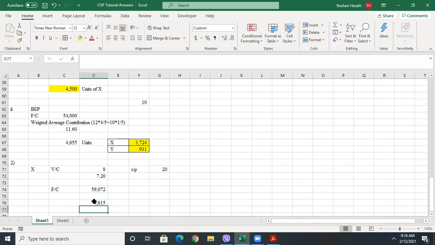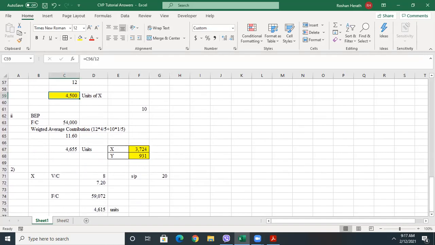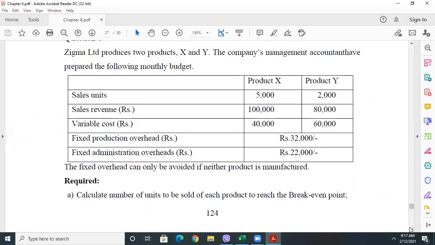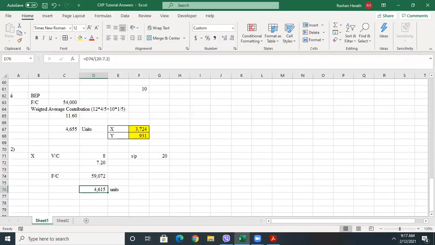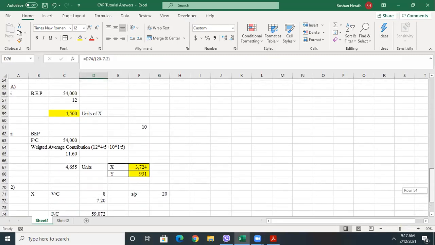Right. 4,615 units. That is the new break-even. Earlier, how much was it? It was about 4,500 units of X. But this time the break-even has increased. Your break-even has been extended. Hence, it seems that the new method may not give you a favorable scenario.